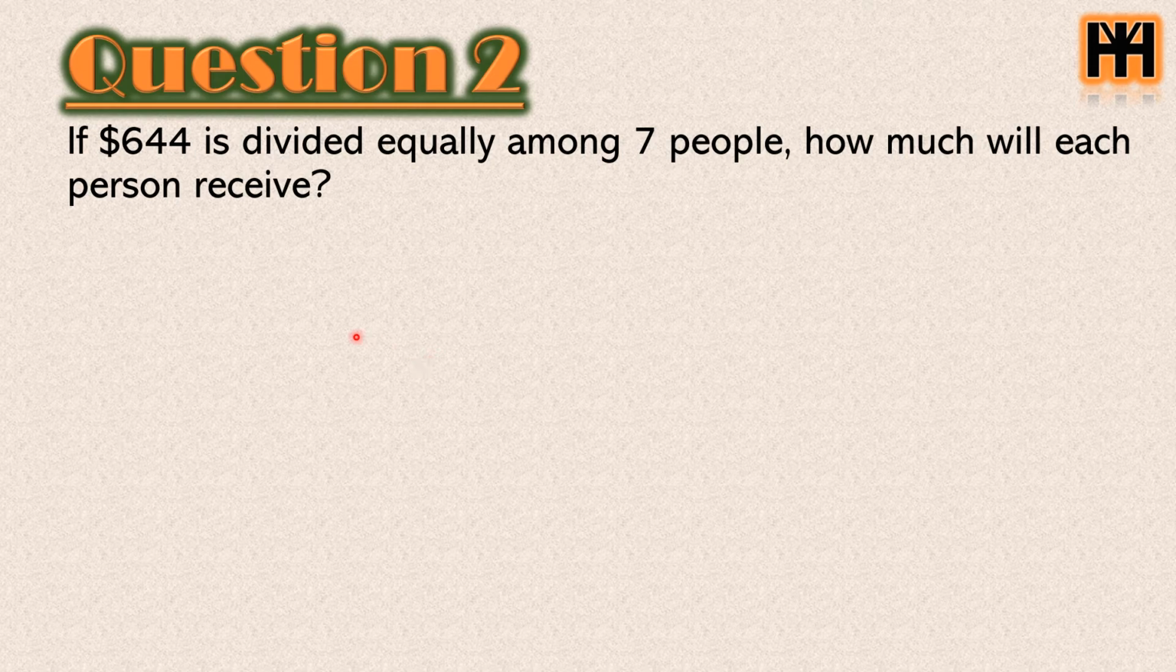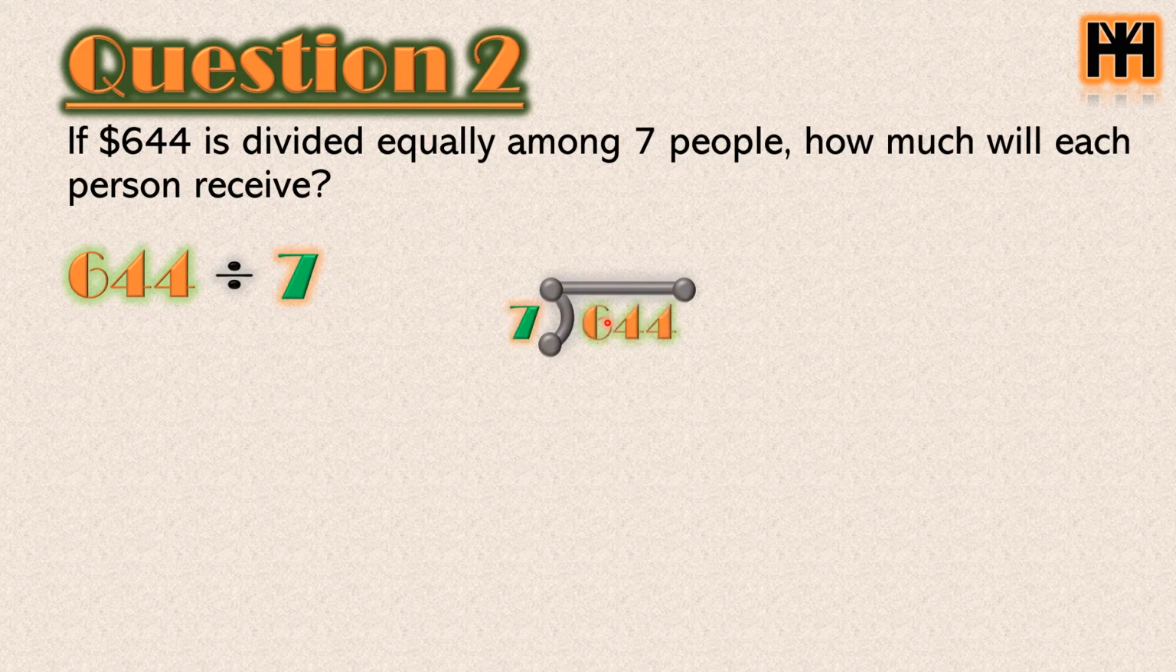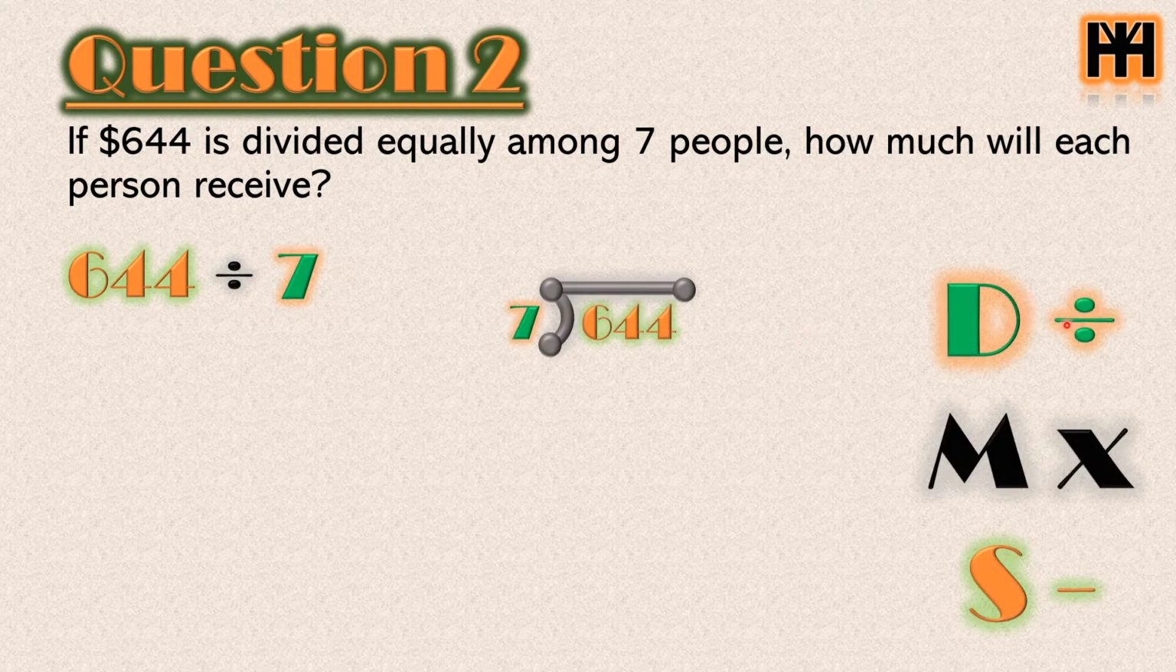Okay, question 2. If 644 is divided equally among 7 people, how much will each person receive? Okay, so we have 644 divided by 7. So remember the steps: divide, multiply, subtract, and repeat. So 6 divided by 7, no, because 7 is greater than 6, so we'll put the 0 here. Then we'll go to the next digit. 64 divided by 7, or how many 7s in 64? So from the table, it's 9, because 7 times 9 is 63.